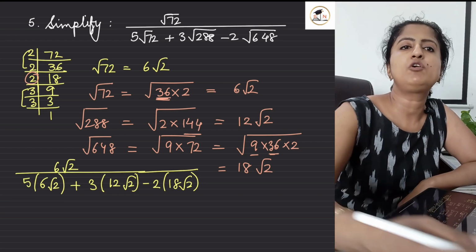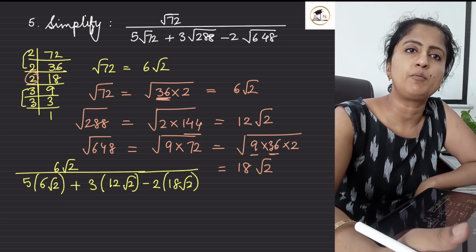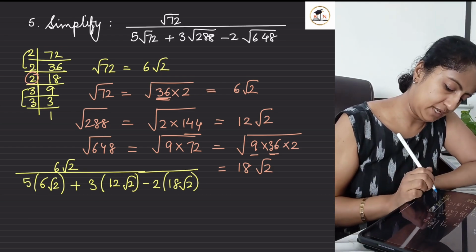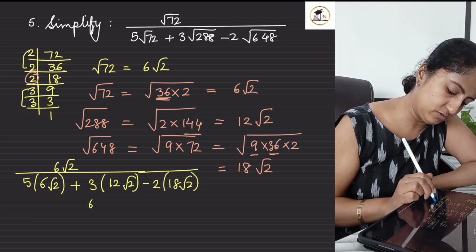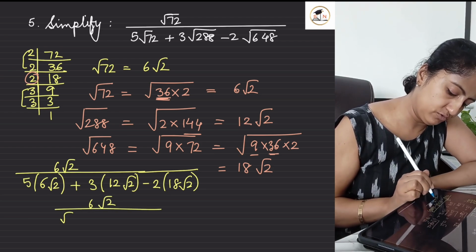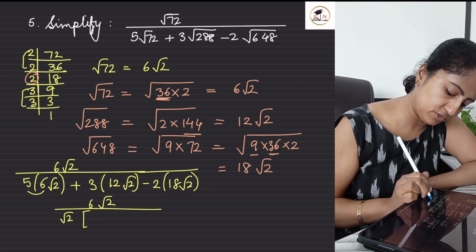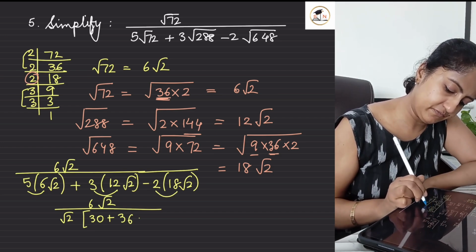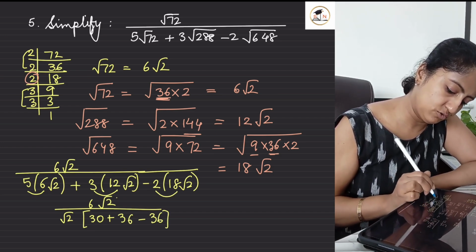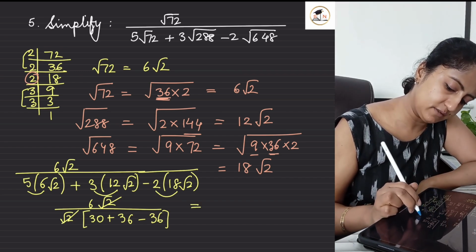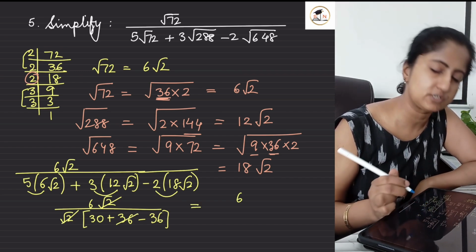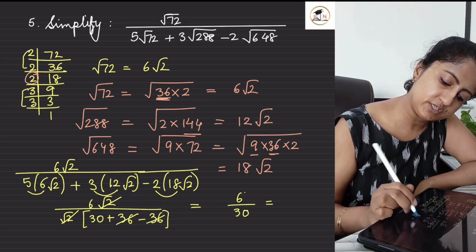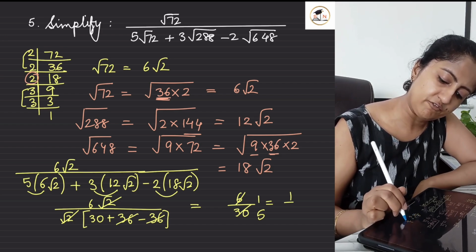This is what we get as a whole portion. Now, if you see, you have got root 2 in the numerator and root 2 as a common factor in the denominator also, which we will take out and cancel out. So, it becomes 6 root 2 over, I'm taking out root 2, and that leaves me with 5 into 6, which is 30, plus 36 minus 36. So root 2 got cancelled. That leaves us with, and in the bracket also, 36 got cancelled. That leaves me with 6 over 30, and hence the answer just turns out to be 1 over 5.